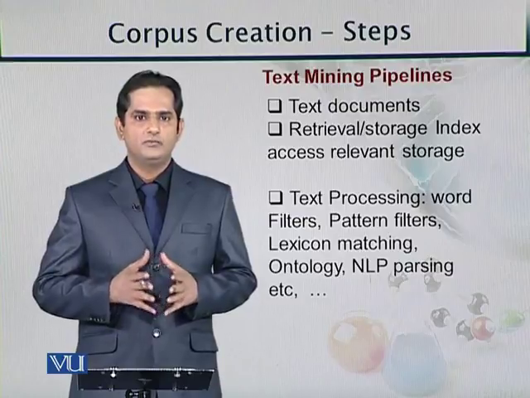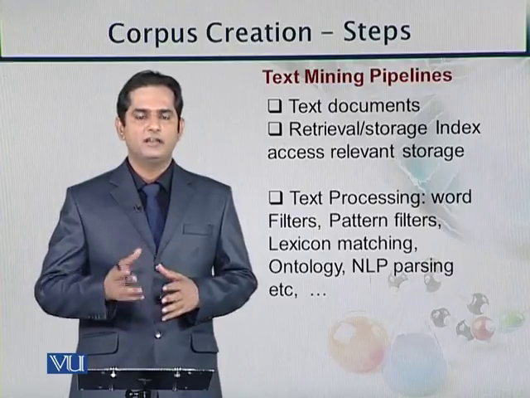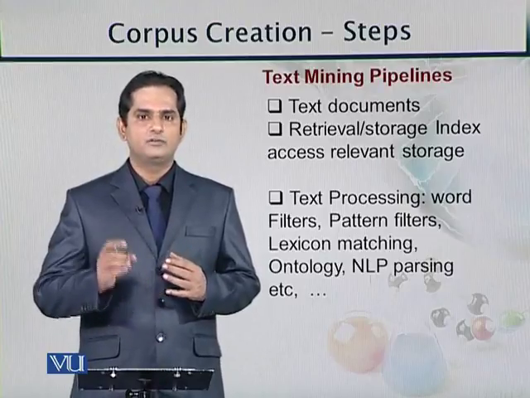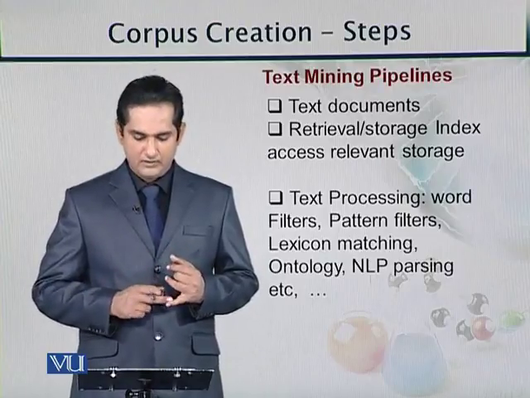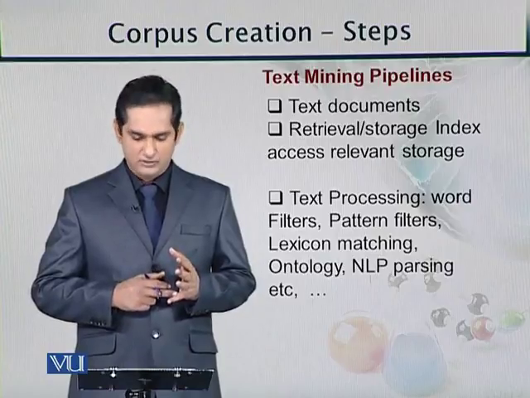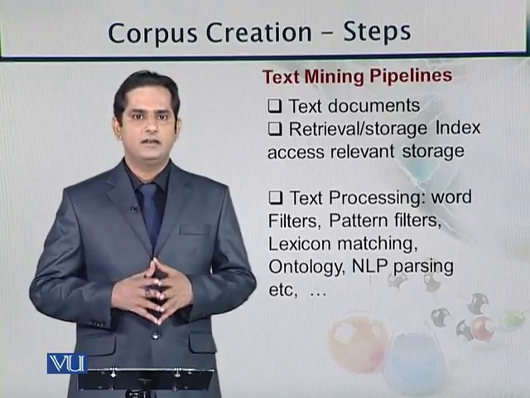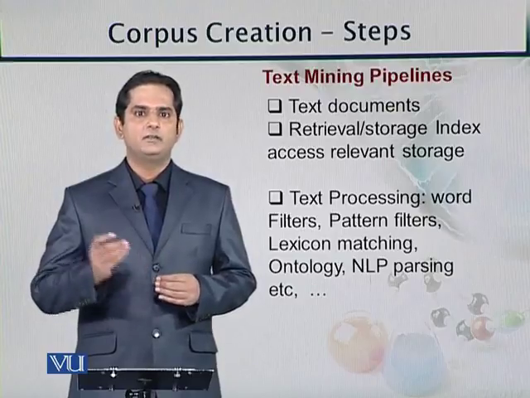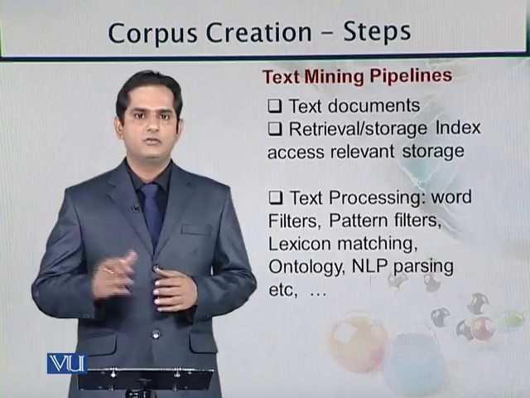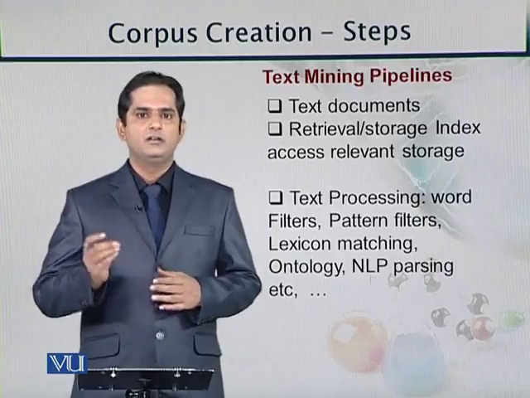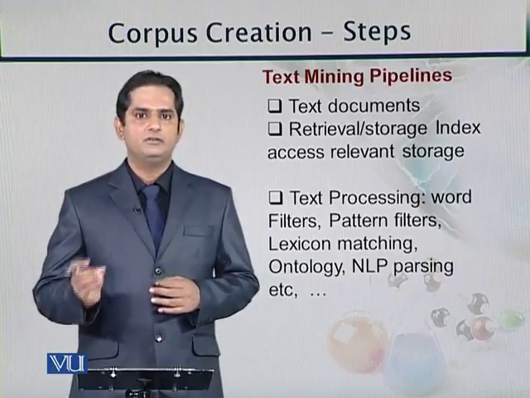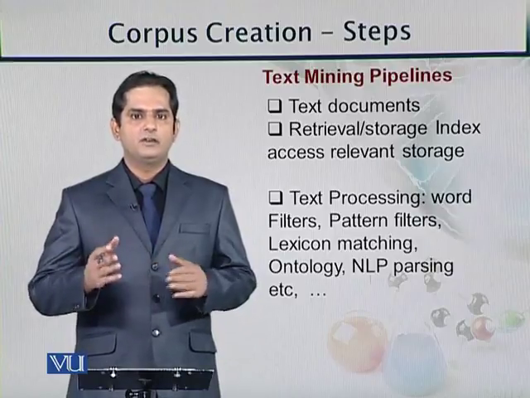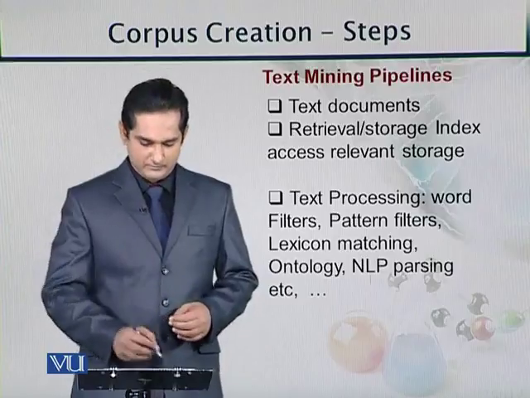For text processing, we apply different techniques from the text processing area, such as word filters. Word filters mean that we want to find specific words. Then we have pattern filters, lexicon matching, ontology, and then we have NLP parsing techniques. For example, we apply different part of speech tags on a given document. Part of speech tags means we put names such as DNA, RNA and proteins on specific words, and then we want to find out the relationship between different words.